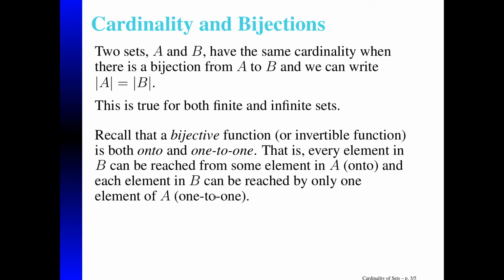Before we look at that, though, let's talk about another way to think about cardinality. And that is that 2 sets, A and B, have the same cardinality when there's a bijection from A to B. And we'd write it like this: the cardinality of A is equal to the cardinality of B. This is true when we're talking about finite sets or infinite sets. If you haven't seen my video talking about functions in terms of set theory, in which I discuss the definitions of bijective functions, surjective functions, and injective functions, you may wish to go back and look at that. But this sort of sums up what we're talking about here.